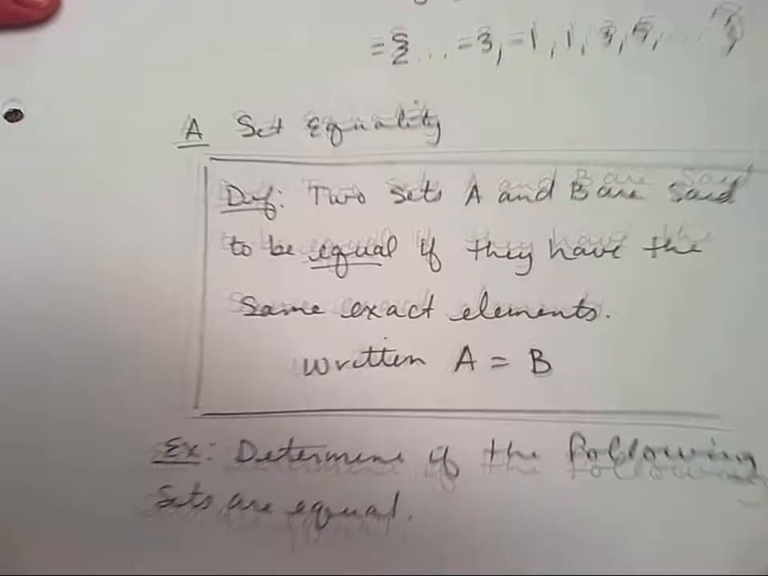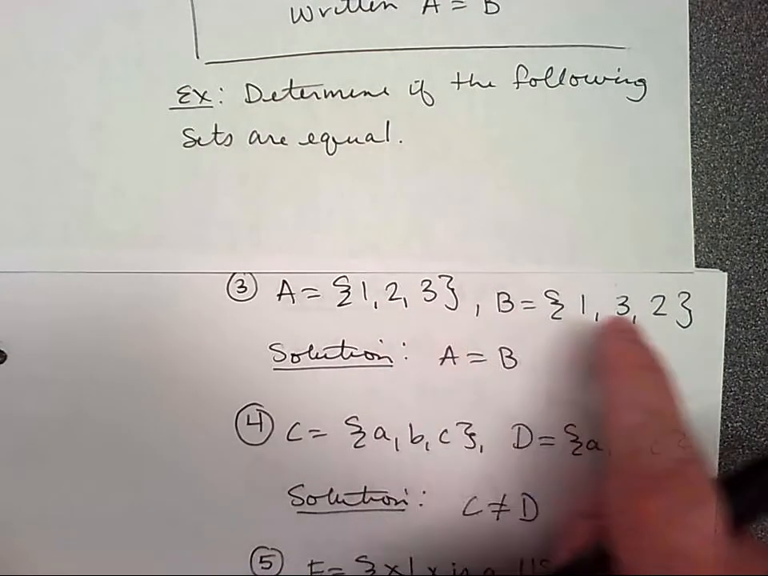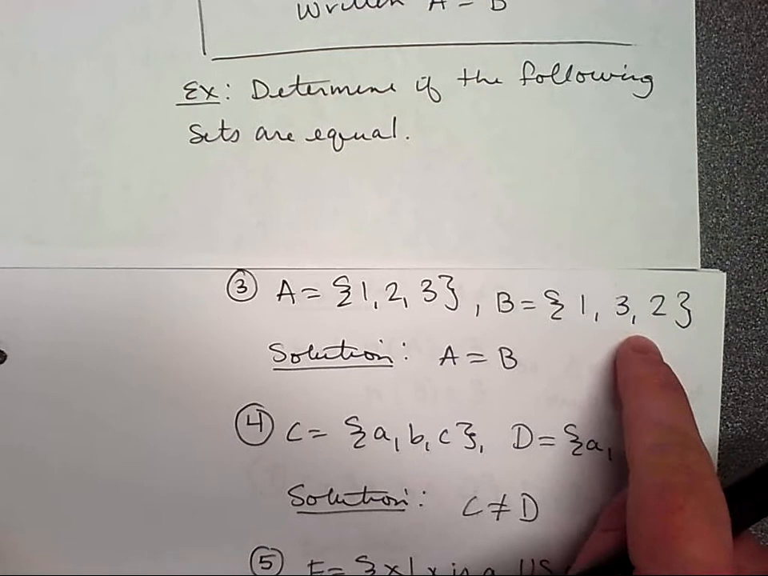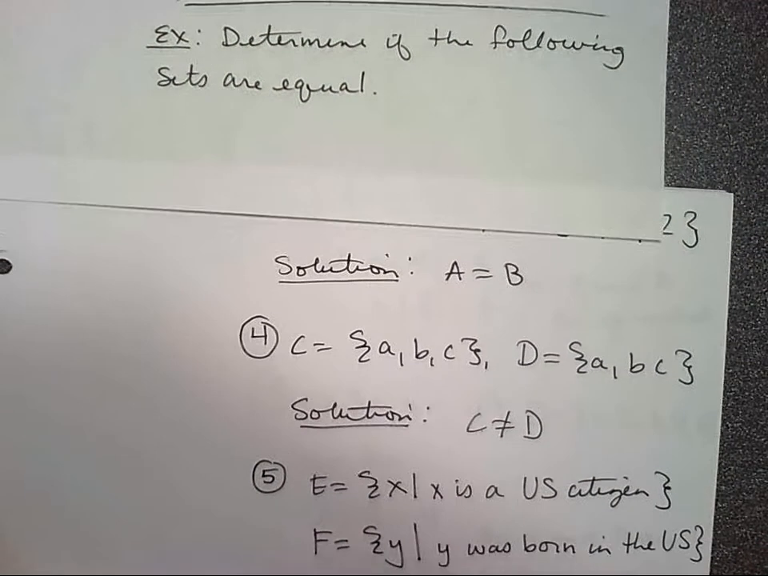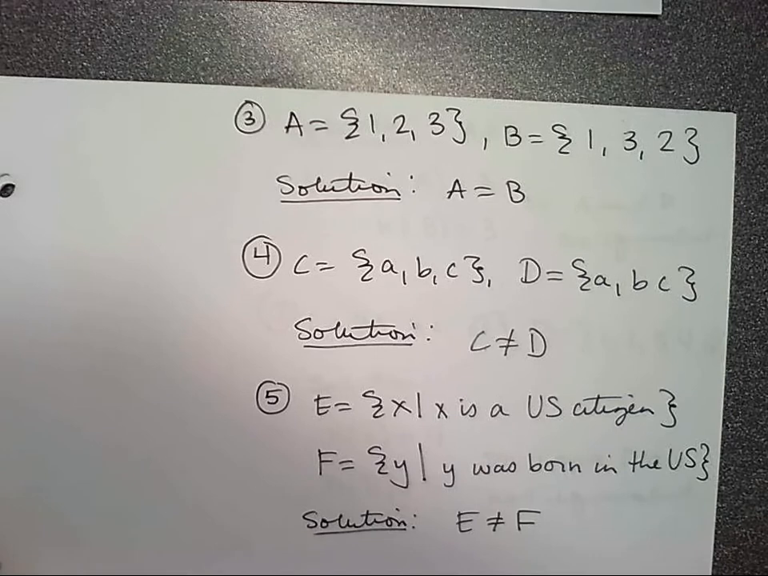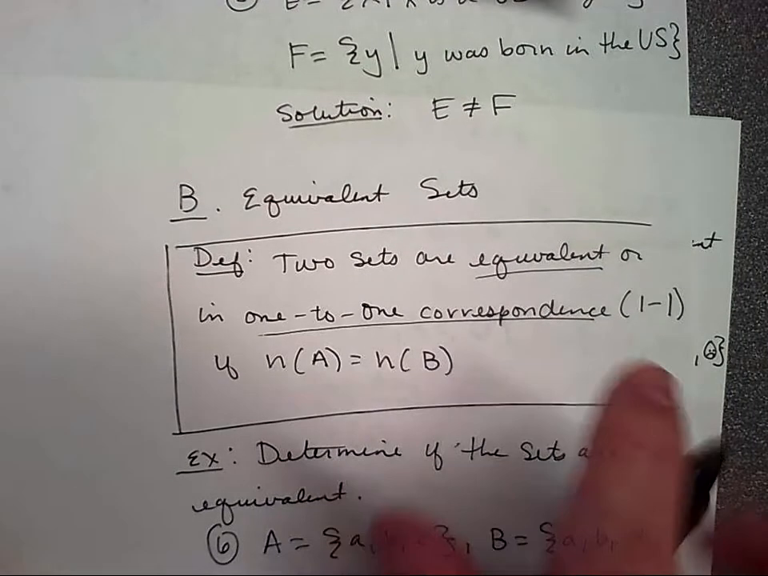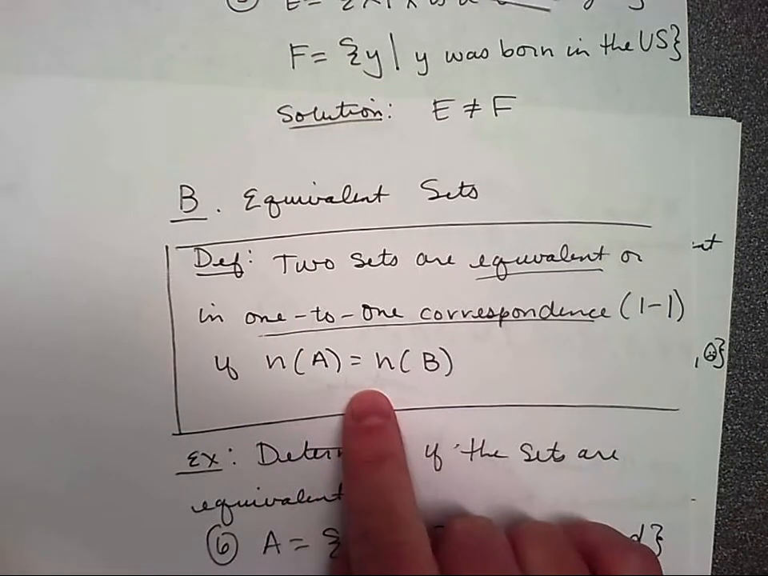Then we did a couple examples. We said order doesn't matter. These have the exact same elements. Then we talked about equivalent sets. We said sets are equivalent if this is true. What does this mean?